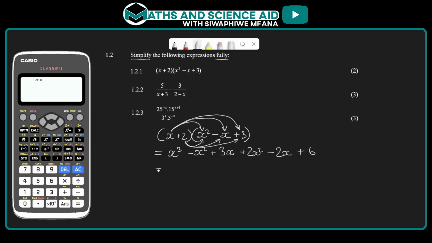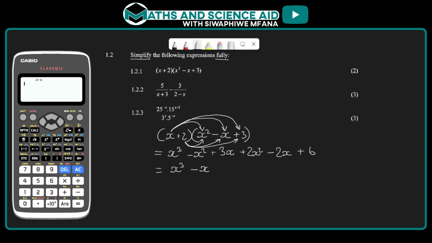Okay? And thereafter, what you can do is you can check whether or not you have some like terms. So let me move this downwards slightly. And so starting with x to the power of 3 here, we are just going to write it down and then see if we have a term here that has an exponent of 3 for x. And there is no term like that. So x to the power of 3 does not have a like term.